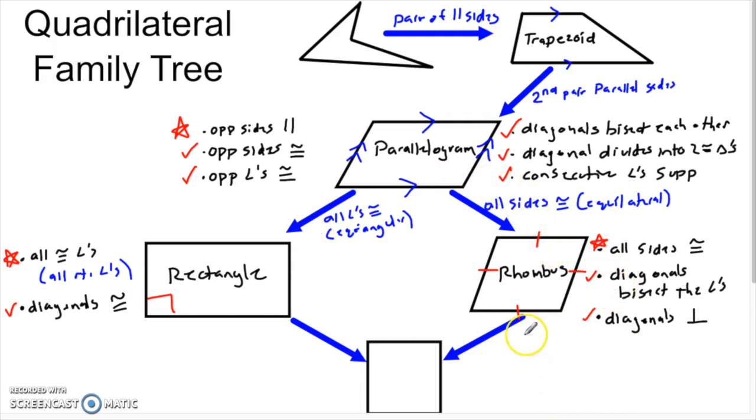And then to round out our family tree before we get into some numerical examples here, we have this last shape, which you probably recognize already, you know where I'm going. That's going to be a square. So how do you get a square?